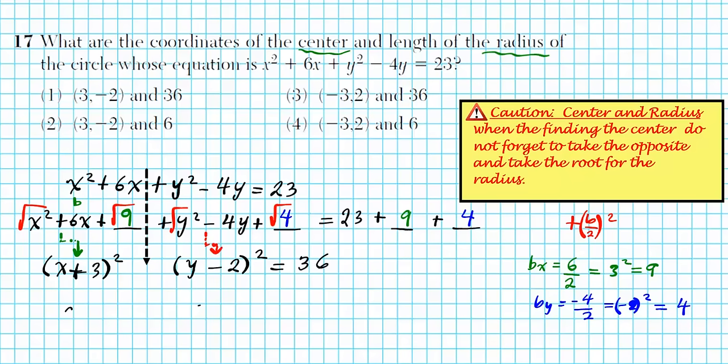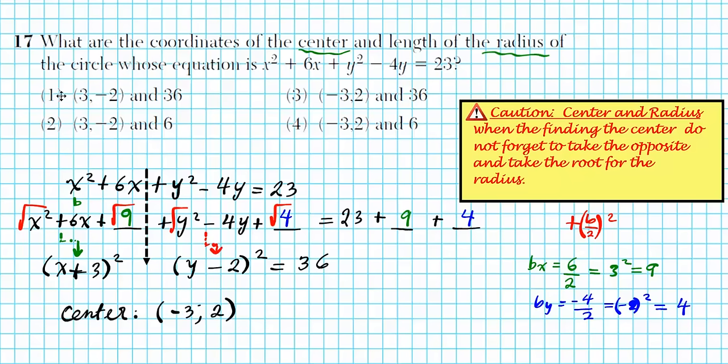Okay, now let's find our center and radius. Center, remember what we talked about earlier? You want to take the opposite of these two numbers, okay? Don't just say 3 and -2, and then you fall into one of these traps here. So you have the opposite of +3 is -3. And the opposite of -2 is +2.